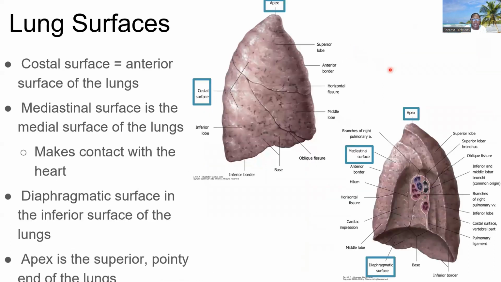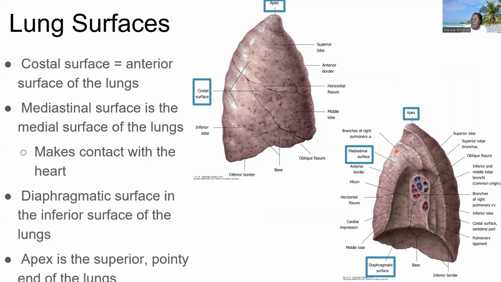Moving on to the lungs themselves, the outer part of the lung is referred to as the costal surface here. This is the part that's in contact with the ribs and the sternum. The mediastinal surface is the medial portion, which is in contact with the vessels and the bronchi, right? The pulmonary arteries, veins, and the bronchus. And then the diaphragmatic surface is beneath. It's going to be the inferior aspect that rests on the diaphragm.